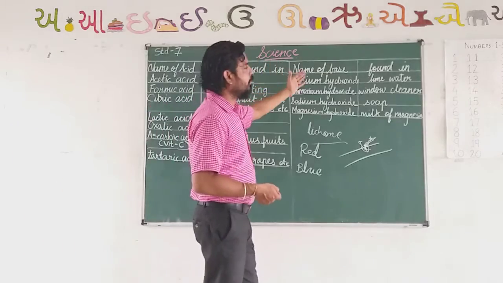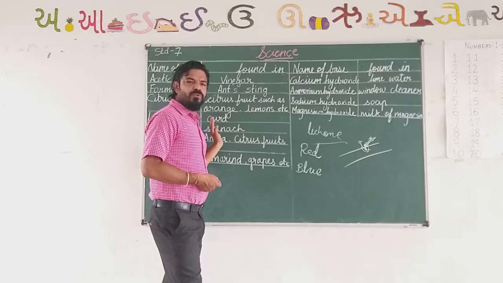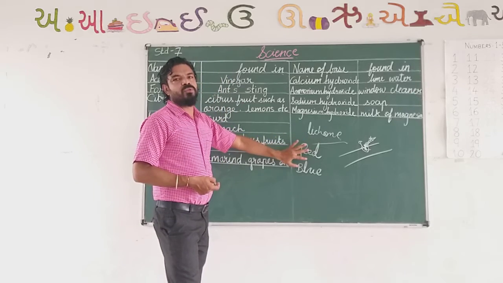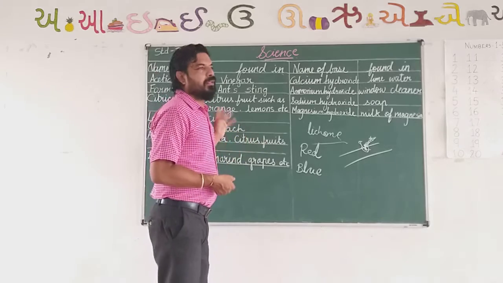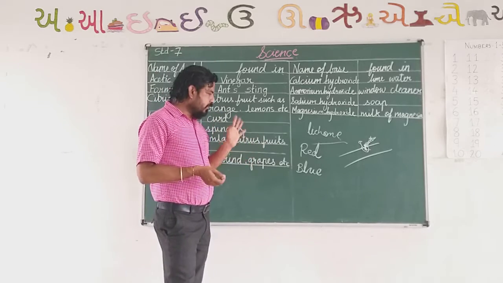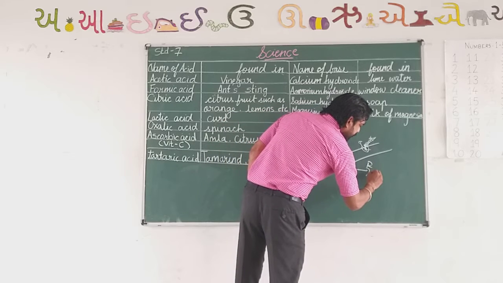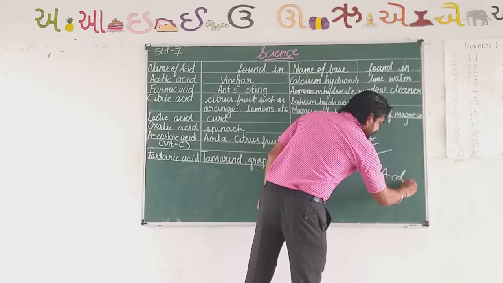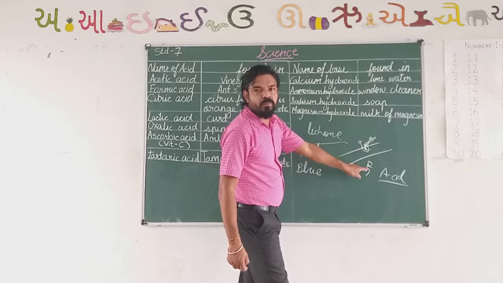Now we come to the bases. This also we will test with the litmus paper. I just already told you that an acid converts the blue litmus paper into red. BRA. That means it converts blue to red. BRA, A means acid. Is it? So it converts blue litmus paper to red litmus paper.